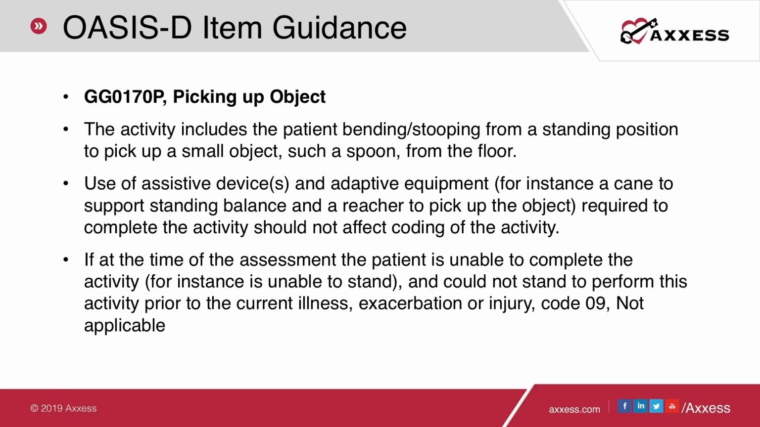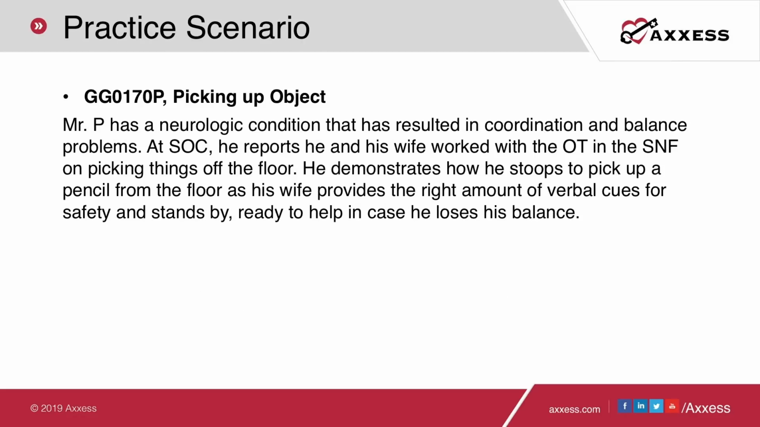All right, the next one is GG0170P, picking up an object. This activity includes the patient bending or stooping from standing position to pick up a small object like a spoon from the floor. Use of assistive devices and adaptive equipment should not affect coding of the activity. If at the time of the assessment the patient's unable to complete the activity, for example, they're unable to stand and could not stand to perform the activity prior to the current illness, then this would be a number 9, not applicable. Let's look at an example.